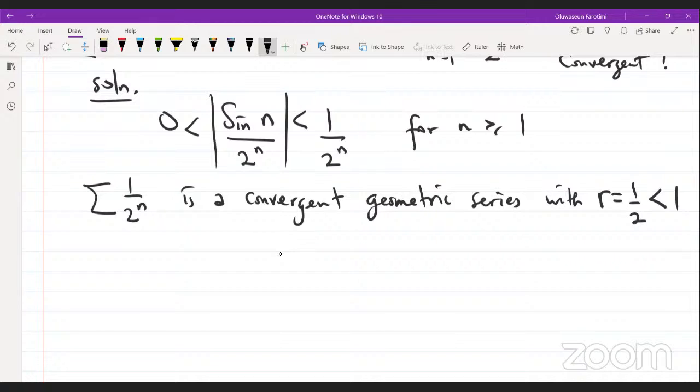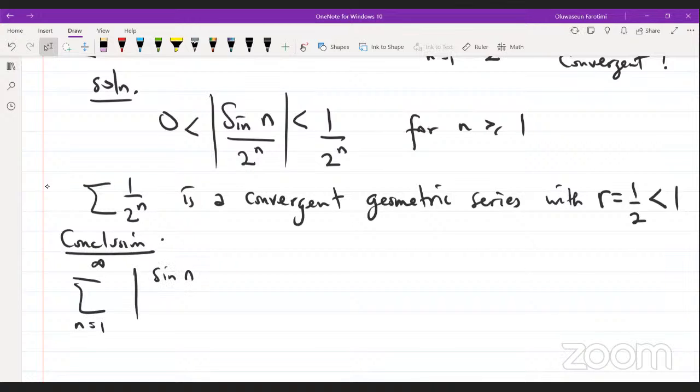Okay, so what's going to be my conclusion? This series converges. My conclusion is going to be that this series, with the absolute value, to the power of n, converges. Now, why? By what test, guys? By comparison tests.